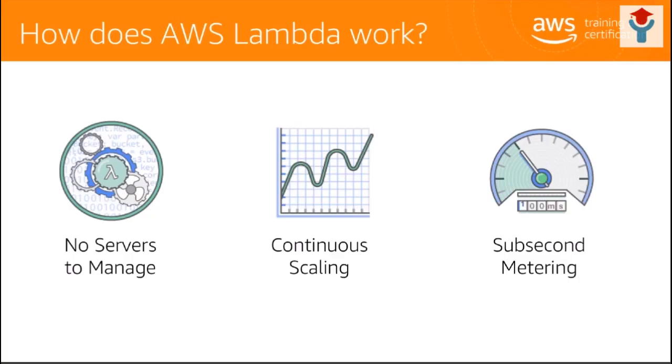You only pay for the compute you use. You don't pay for compute time when your code is not running. This makes AWS Lambda ideal for variable and intermittent workloads. You can run code for virtually any application or back-end service, all with zero administration.